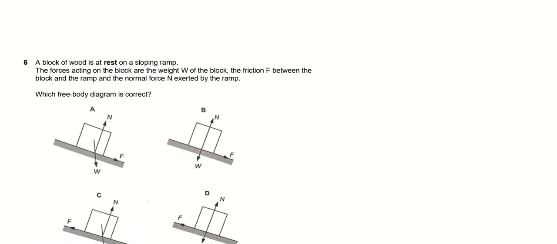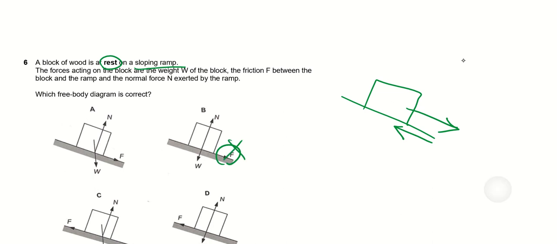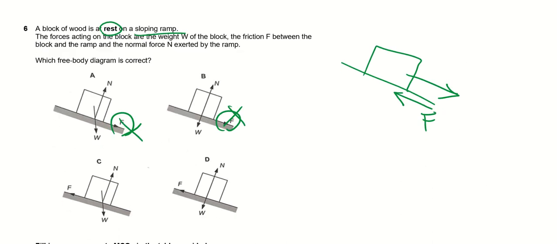Question 6. A block of wood is at rest. That means it's not sliding down. Because it's on a slope, by right, it should be sliding down. So, if I have the wood like that, and if let's say there's no friction, the block will actually slide down this way. Therefore, friction must be this way. So, this is incorrect. This is incorrect because friction must oppose the direction of the force.